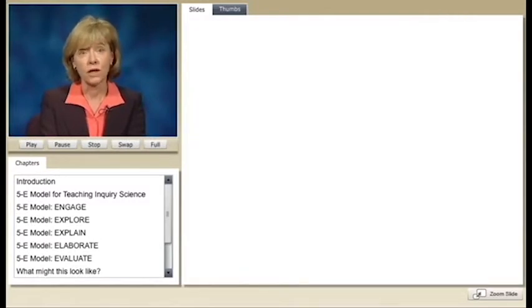Finally, in the 5E model, students use the information that they've gained to propose solutions and extend their learning to new situations. This is the elaborate phase. The teacher helps students broaden their understandings during this phase and extend their ideas to other situations so that they can draw much broader conclusions than what they found originally with their investigation or experiment.